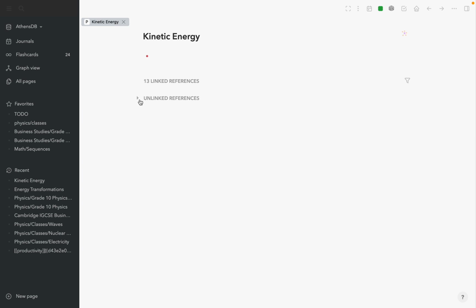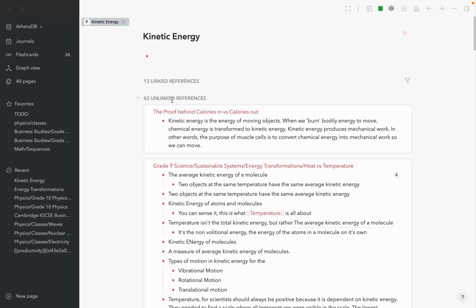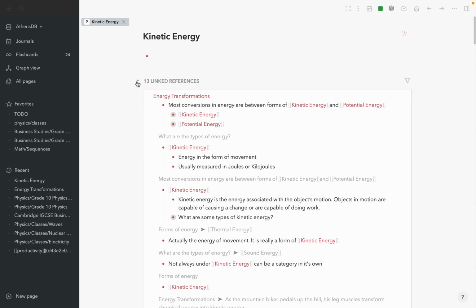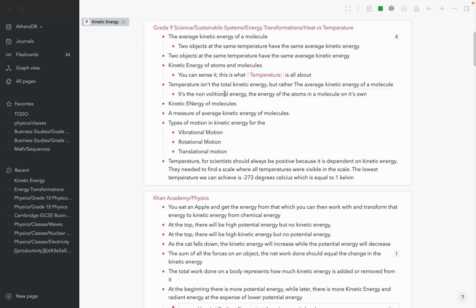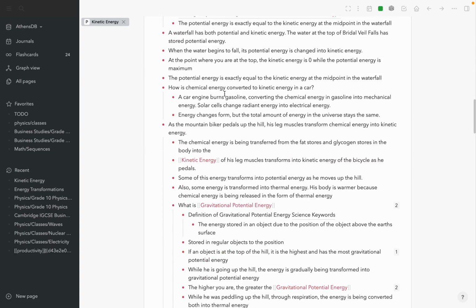Another feature here is Unlinked References, which is a different step from linked references. What this does is search every single instance in your database where you've written the term, but not necessarily surrounded it in brackets. So this is likely to be less specific, and there may be more junk content that isn't completely relevant, because the linked ones have been manually added by yourself. But this is still useful for finding connections.